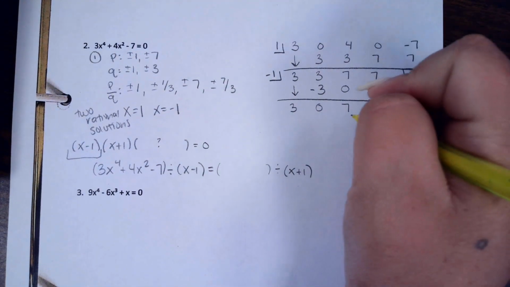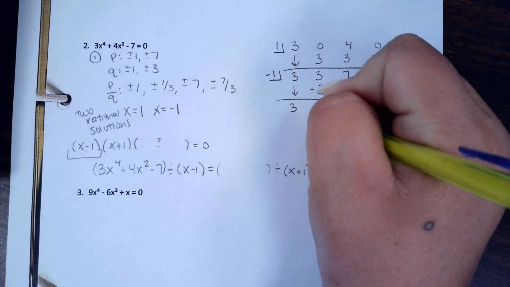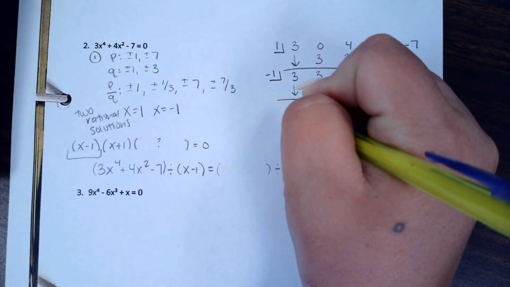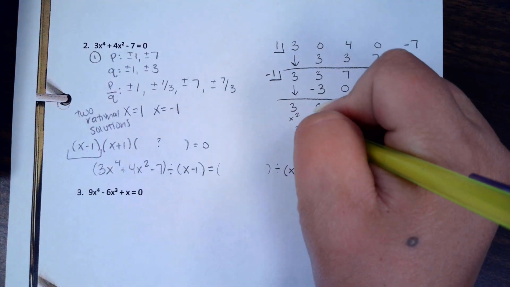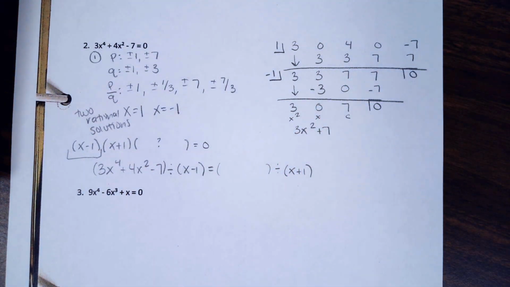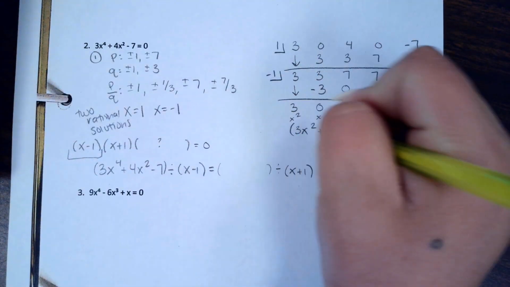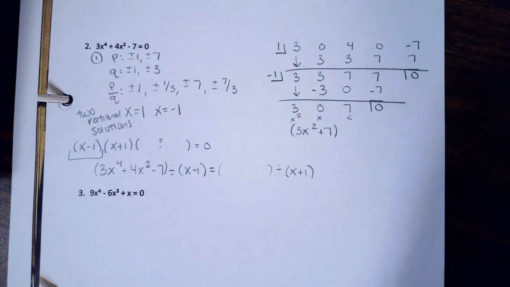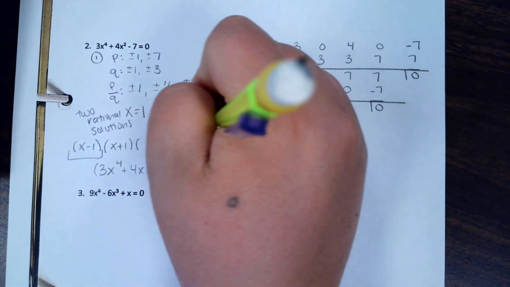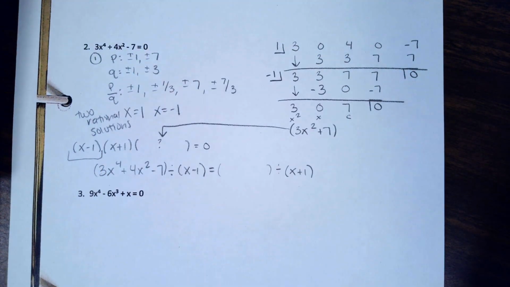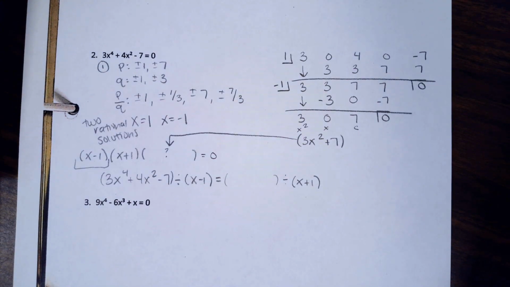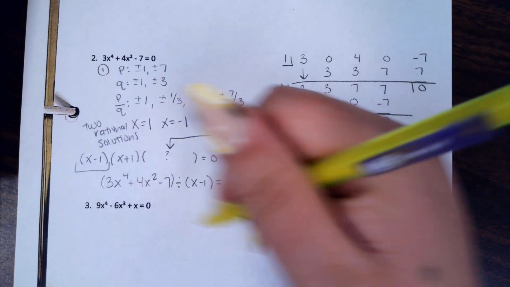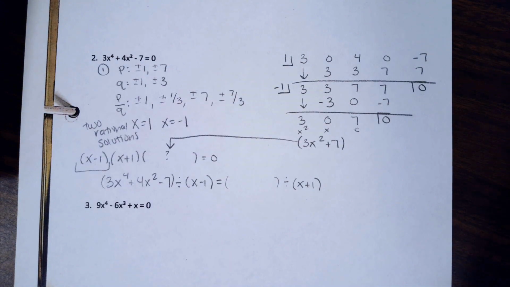Now let's write our answer. So remember, this is our constant, x term, x squared term. So we have 3x squared plus 7. Now, let's think about what 3x squared plus 7 really is. That is our third factor. We can't actually factor this one. We had to use synthetic division and kind of do the roundabout way.